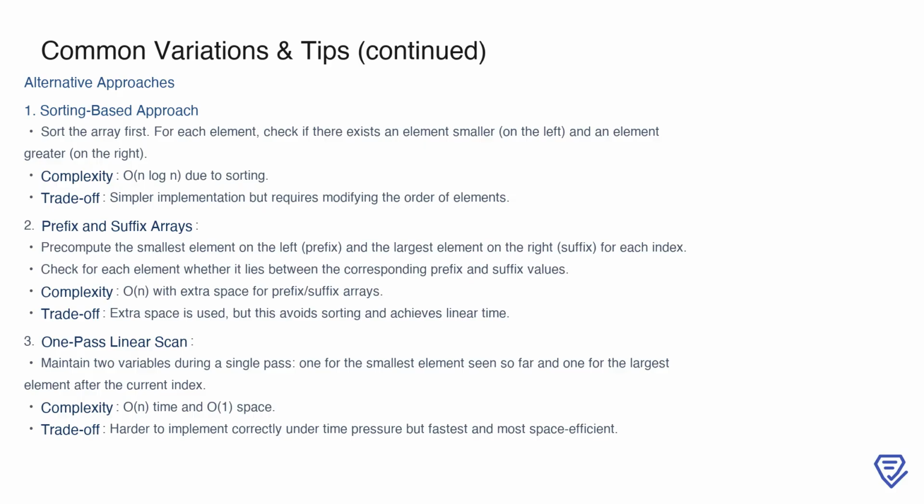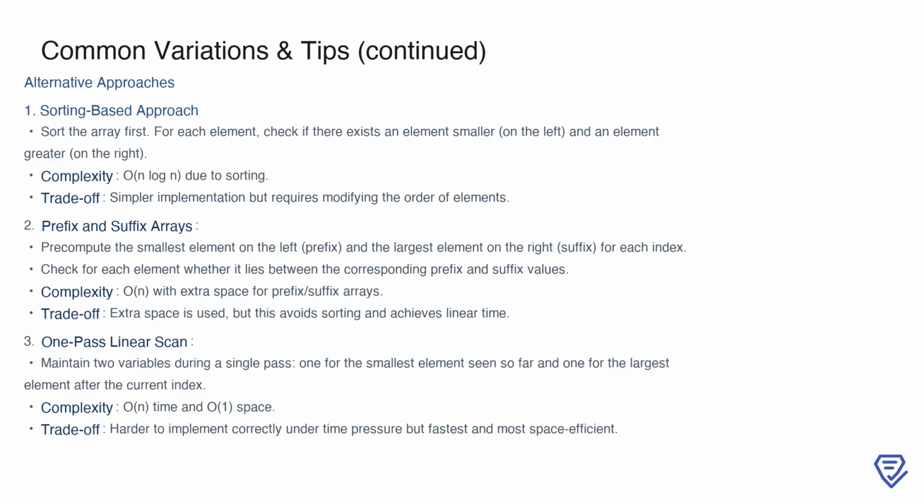Alternatively, you can use prefix and suffix arrays. Pre-compute the smallest element to the left of each index and the largest element to the right. Then, for each element, check if it lies between its corresponding prefix and suffix values. This approach achieves O(n) time complexity but uses extra space for the prefix and suffix arrays.